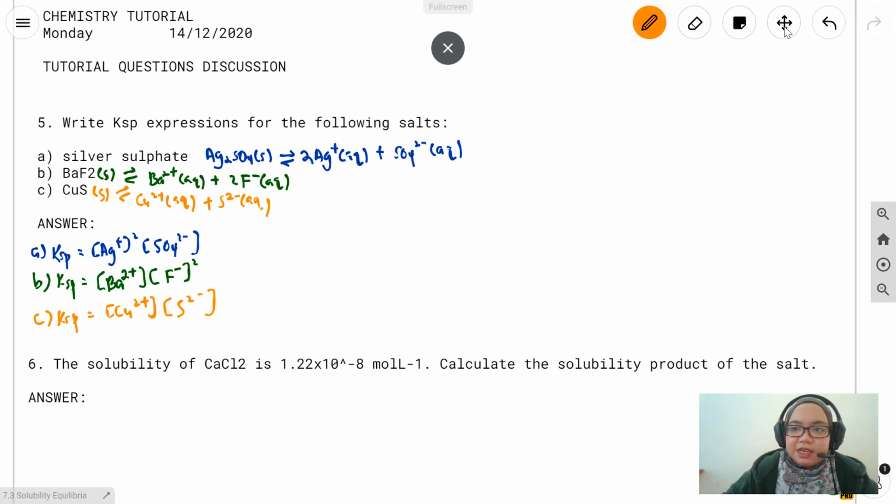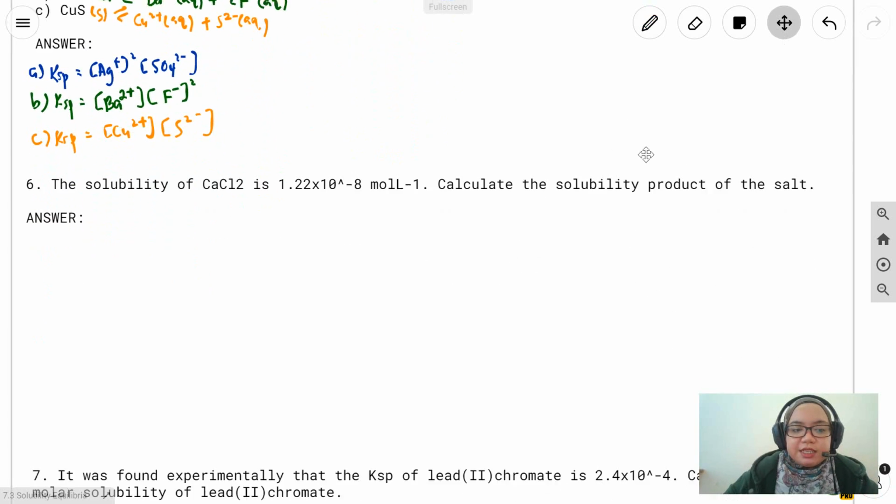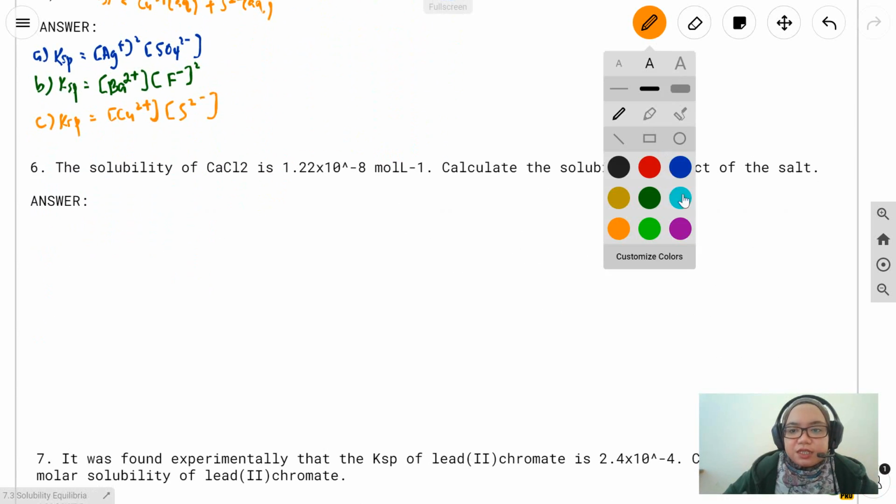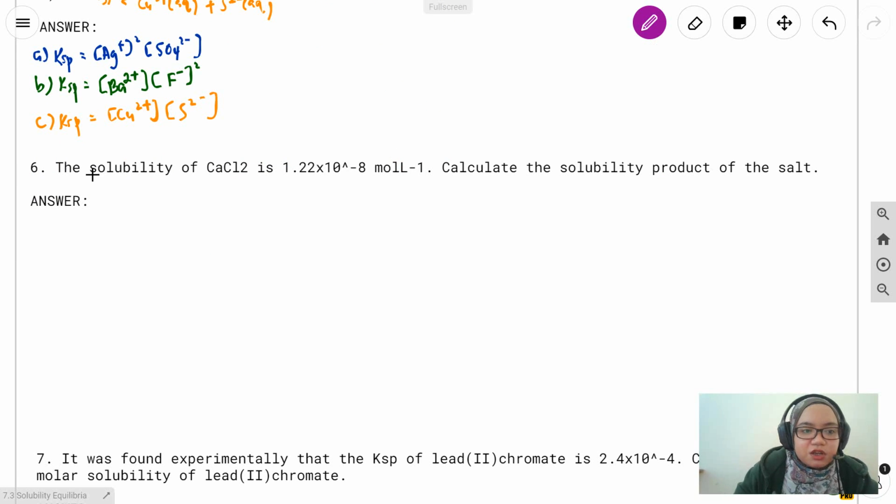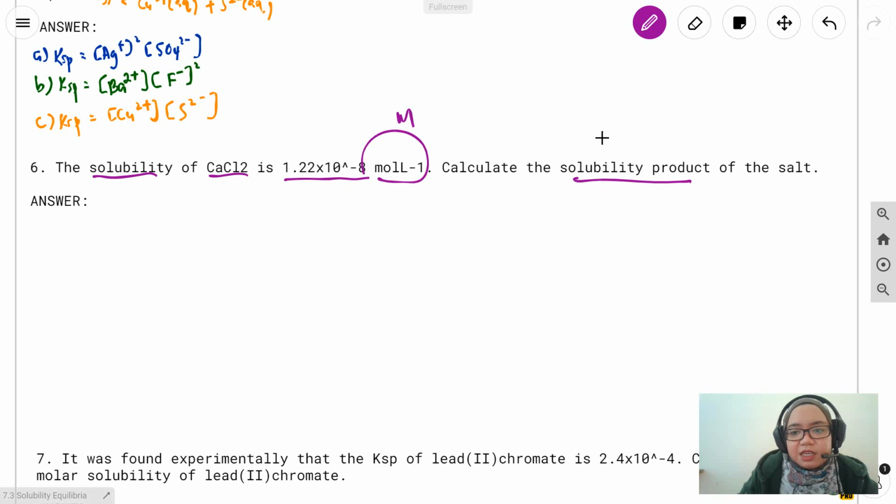Okay. Next, we move on to question 6. For question 6, it says that the solubility of calcium chloride is 1.22 times 10 to the power of negative 8 mole per liter. So it is a molar. Calculate the solubility product, the KSP, of the salt.